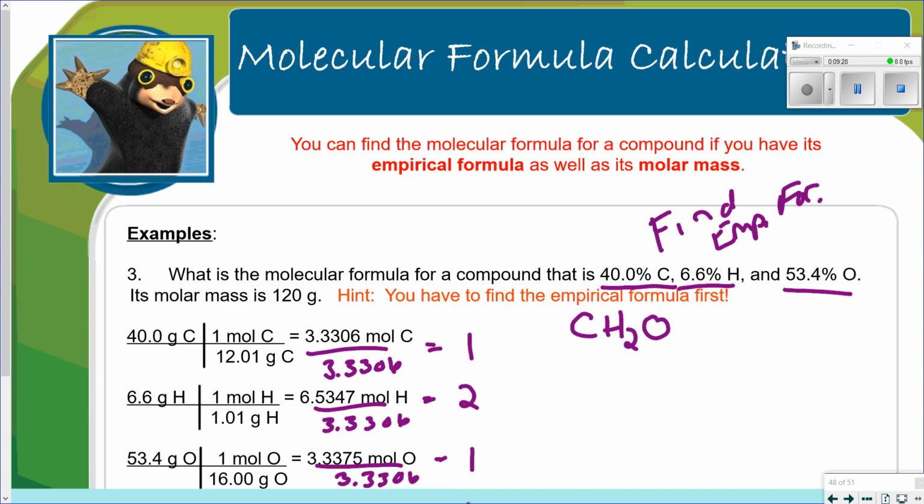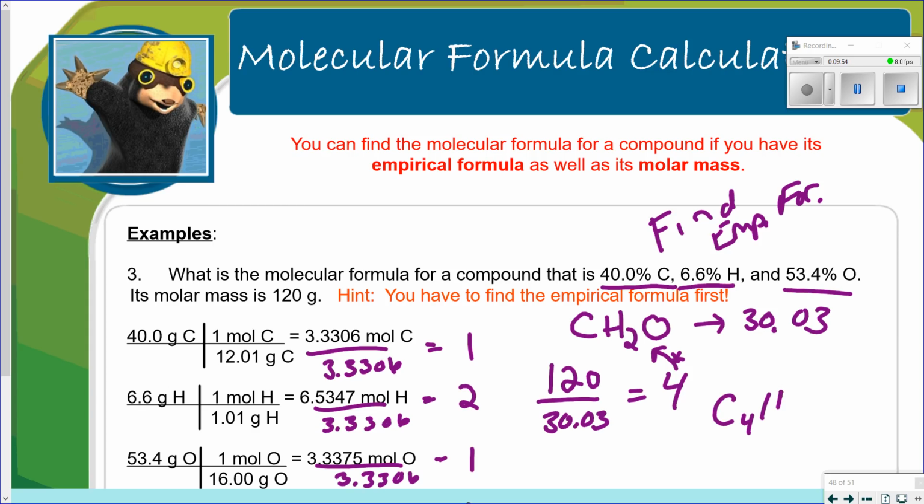Okay. Now we actually calculated this on the previous screen. So this is the empirical formula, and we know its molar mass is 30.03. So what we'll do is we'll take the molecular mass, 120, divide it by the empirical mass, which is 30.03. And when we do that, you get like 3.99, which is 4. But that's not the answer. You got to take that 4 and multiply it to all those subscripts. So it's C4H8O4. This is the longest one you would get because you had to do the empirical first, then find its molar mass, then do the division, and then get your molecular.